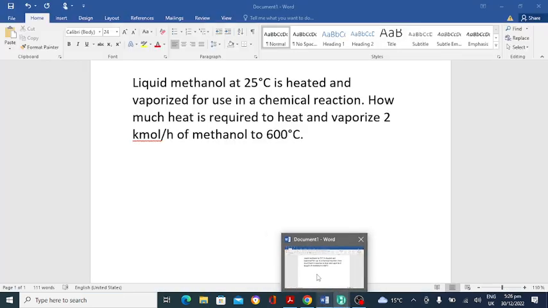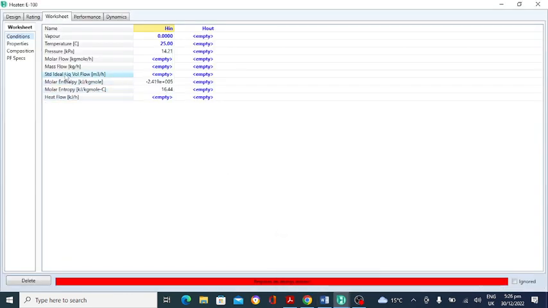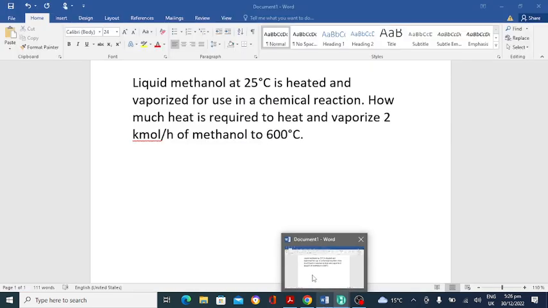How much heat is required to heat and vaporize 2 kilogram mole per hour of methanol? So the molar flow rate of methanol is given to us as 2 kilogram mole per hour. This is the molar flow rate of methanol which is given to us. Now this is okay. Now the question says methanol is heated to 600 degrees centigrade.